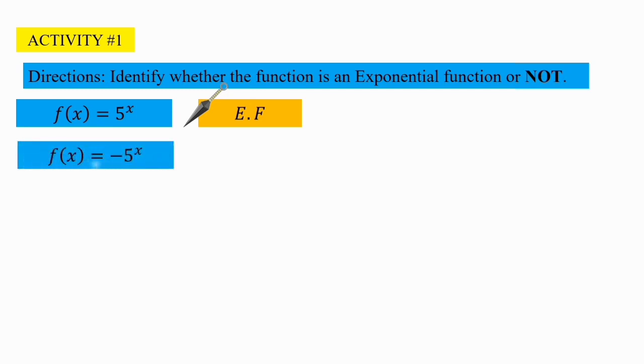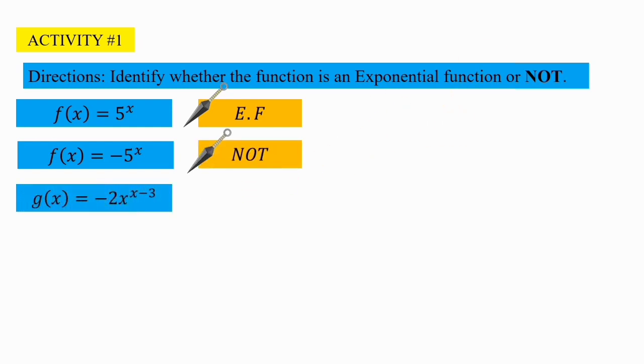So, how about number 2? Example natin. So, kung makikita yung base natin is negative 5. So, ibig sabihin, mali ito. So, not. Sa number 3, okay, tignan natin. Kung makikita nyo yung base natin, that is negative 2x. Negative na nga siya, and meron pa siyang variable sa base. So, not.